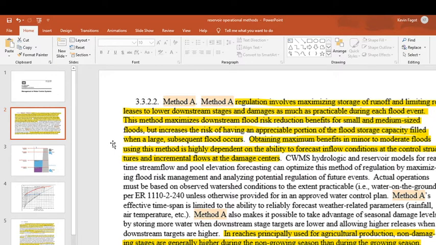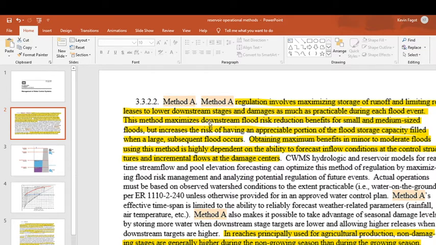So there are three different methods for operating reservoirs. There's method A, method B, and method C. Probably the most important thing to understand is that each one of the methods is going to have trade-offs. So a method A reservoir, probably the easiest way to know that you are dealing with a method A reservoir is that it'll be looking downstream at a downstream regulating stage. Method A tends to be the most common method for operating reservoirs.